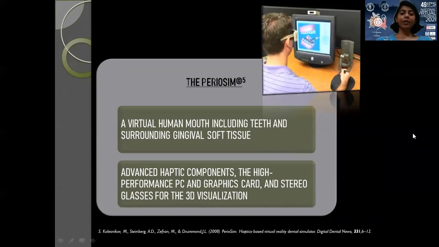The third is the PerioSim, a virtual human mouth including teeth and surrounding gingival soft tissue is recreated here. The device is mainly used for training students in periodontal surgical procedures. It comprises advanced haptic components, the high-performance PC and graphics card, and stereo glasses for 3D visualization.